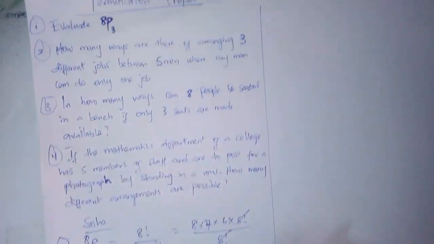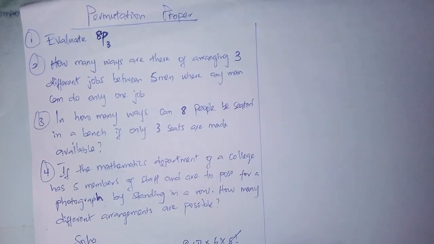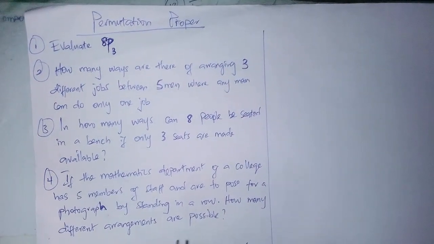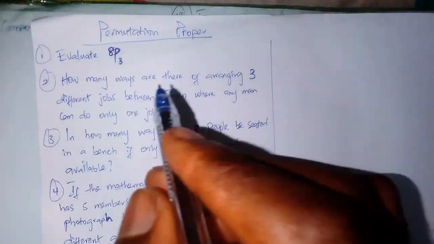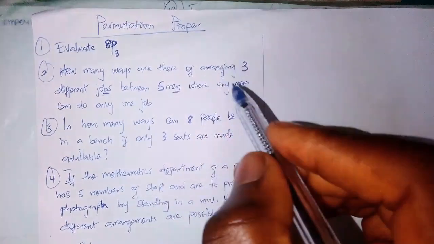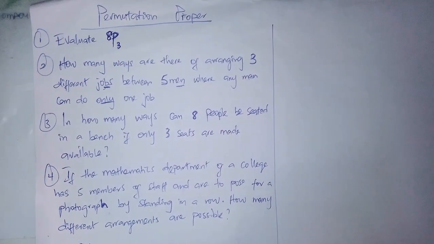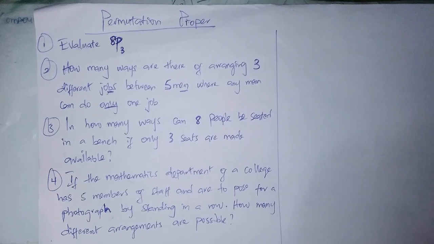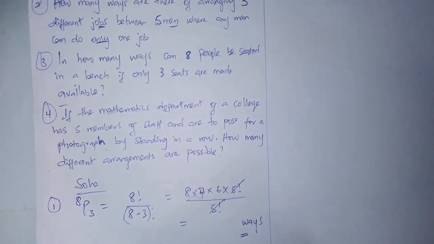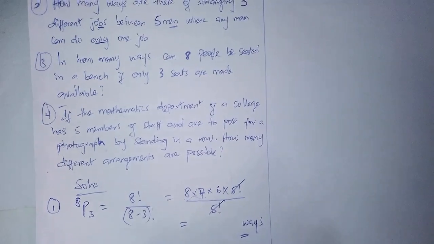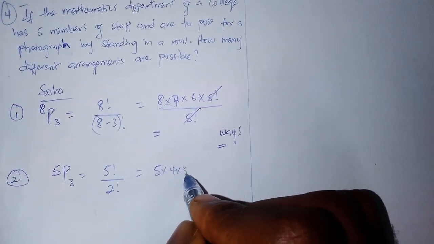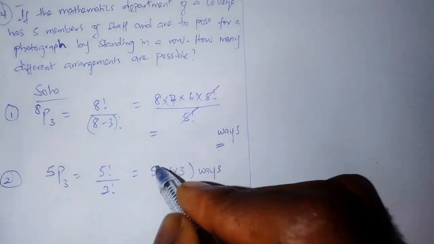Number two question says, how many ways are there of arranging 3 different jobs between 5 men when any man can do only one job? Now, here we go again in permutation. To know it's a permutation question, you see 2 distinct quantities: we're talking about jobs, and we're talking about men, and any man can do only one job. So there is attention given to how many jobs a man can do. In this case, I'm going to have 5 permutation 3, where this becomes 5 factorial over 2 factorial, leaving my solution to be 5 times 4 times 3. Whatever I get, ways. As simple as that.